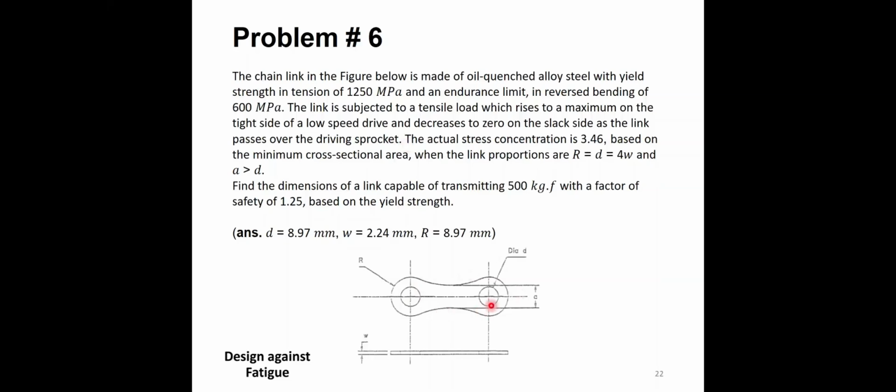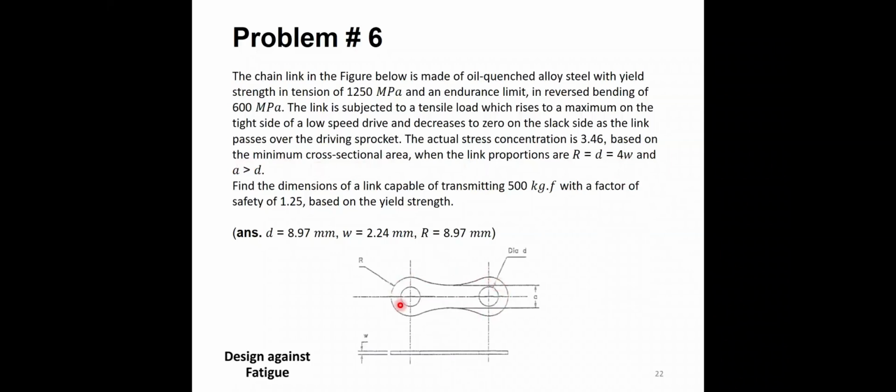So this same link at some point is going to be subjected to a maximum force, and at another point, when it rotates to the opposite side, the force is going to be 0. So it will keep going between maximum force, minimum force, maximum force, minimum force, and this is obviously fatigue. The actual stress concentration factor is given, which is 3.46. It is K sub f, given straight away, based on the minimum cross-sectional area.